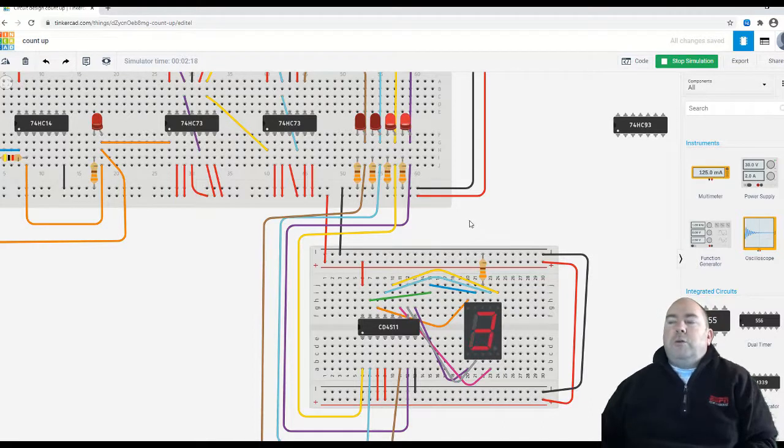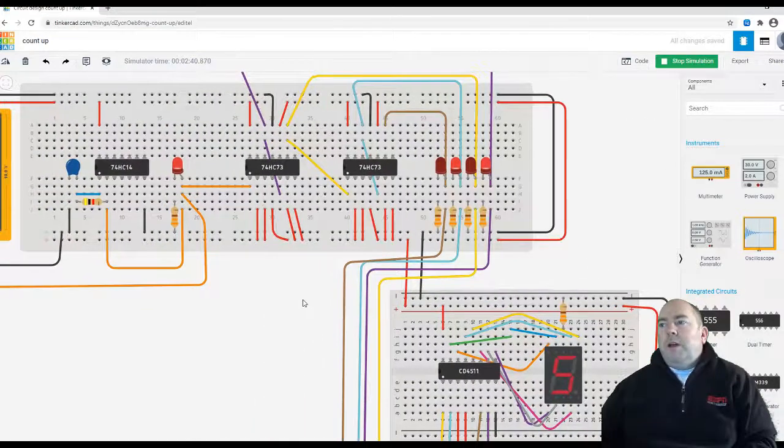0, 1, 2. Now this will display up until 9. You'll see once this hits 9, it doesn't have an equivalent for 10 through 15. It just goes blank after that. So there's 10, 11, 12, 13, 14, 15. It'll go back to 0 now, and then go with 1, 2, and all the way through like that. So this is the ripple up counter.